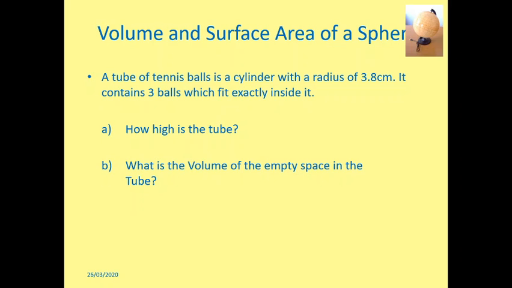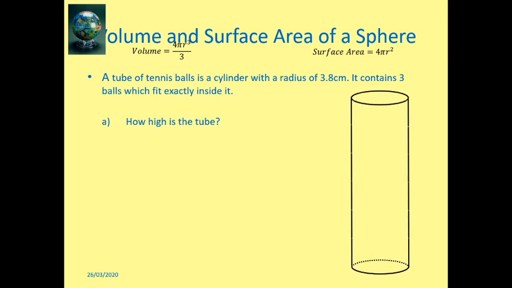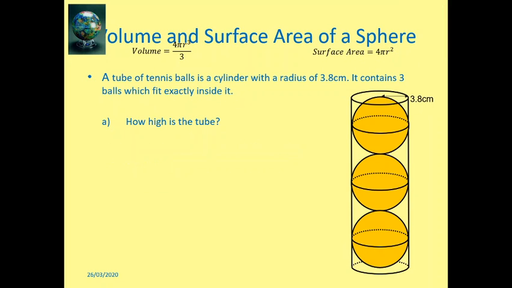Good, right, we've got another question which is nice. It's quite a nice hard question. A tube of tennis balls is a cylinder with a radius of 3.8. It contains 3 balls which fit exactly inside it. How high is the tube? What is the volume of the empty space? Now, I would definitely recommend to draw this. I'll give you a bit of time, then I'll make it a bit easier. So pause it if you want. If you need a visual representation, there you go. Okay. That is a lot nicer.